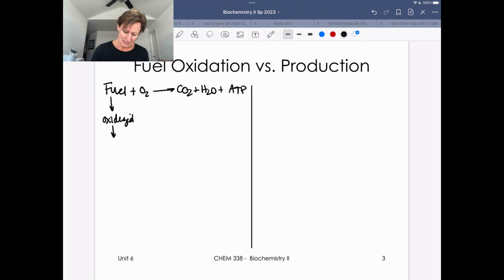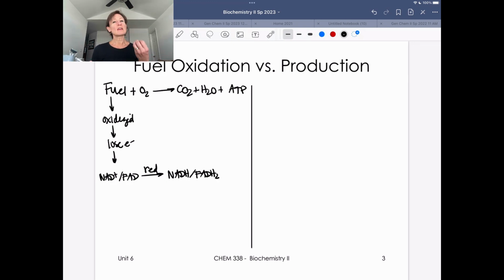And when our fuel is oxidized, oxidation again is the loss of electrons. So we're going to lose electrons. Those electrons are going to go to our middlemen, our B vitamins, NAD plus and FAD. Those are reduced to make NADH and FADH2. So that's again how we harvest and hold on to those electrons from our fuel metabolism, is we harvest them as those middlemen. As those become oxidized, they are going to deliver their electrons to the electron transport chain.